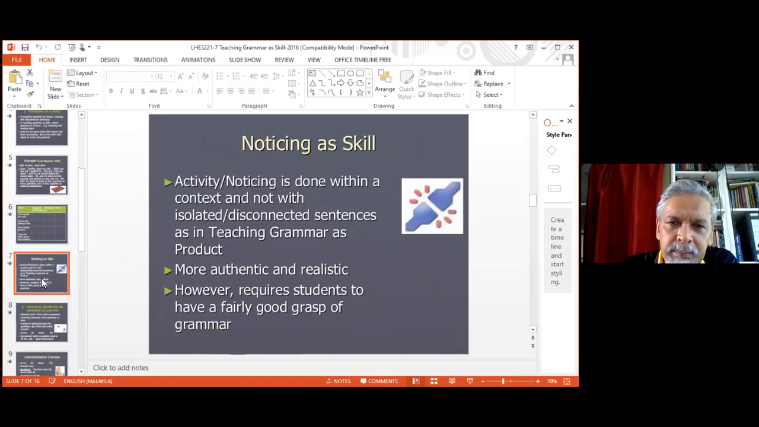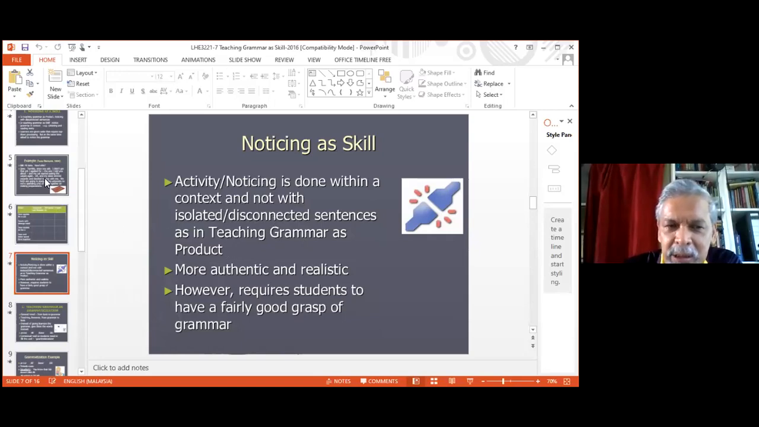Activity noticing is done within a context and not with isolated disconnected sentences, as in teaching grammar as product. Isolated, you know what it means, right? It's out of context, on its own. Disconnected, same thing, not connected to another sentence. Although of course when you teach grammar as product, you can still have connected sentences, it's okay. But slightly different.